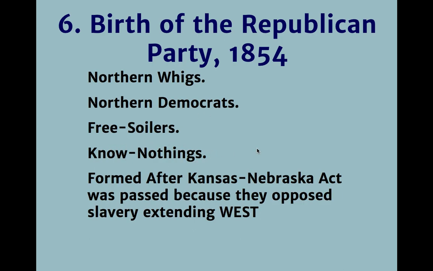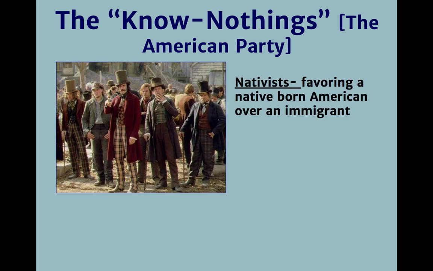We're going to take a specific look at the Know-Nothings, which is also known as the American Party. This is one of the 4 groups that came together. They're based on the idea of nativism, so they're known as nativists. Basically that means they prefer a native-born American over an immigrant. Keeping it real simple, they're anti-immigrant. We'll actually see them again when we talk about the progressive era.